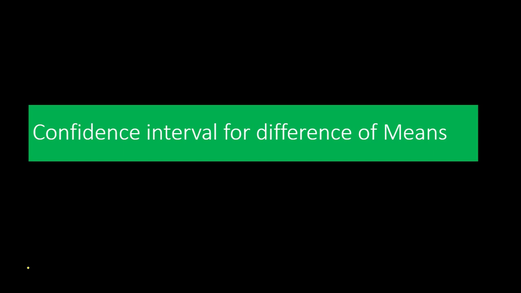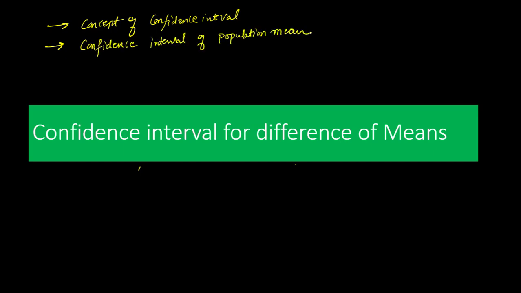Till now we have studied the concept of confidence interval. We have also seen how to calculate the confidence interval of the mean of a population. We have seen examples of confidence interval where we have used either the t statistic or the z statistic to calculate the confidence interval of the population mean. In this session, we will look into the confidence interval for the difference of means.